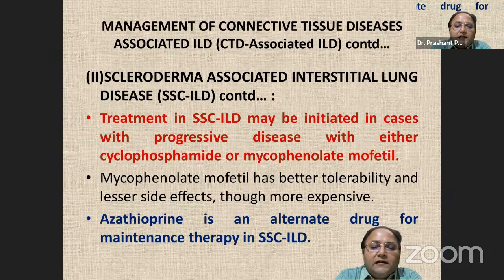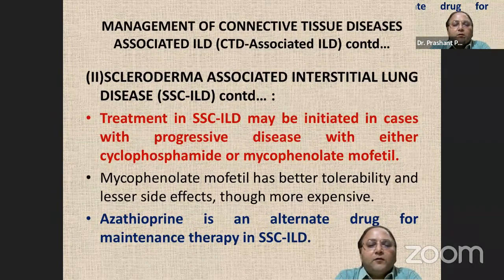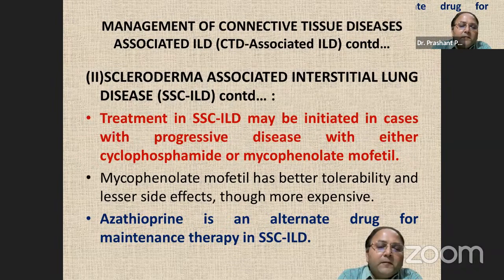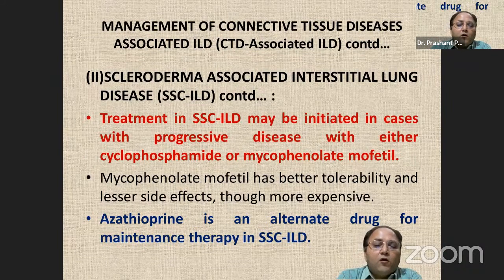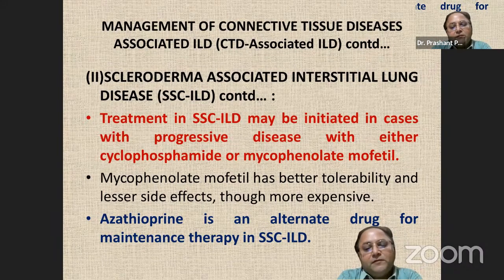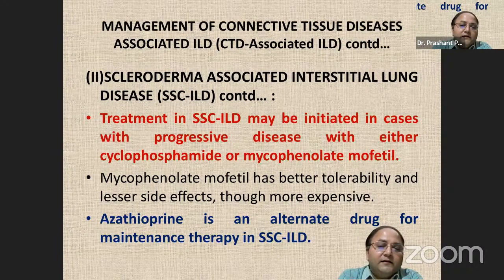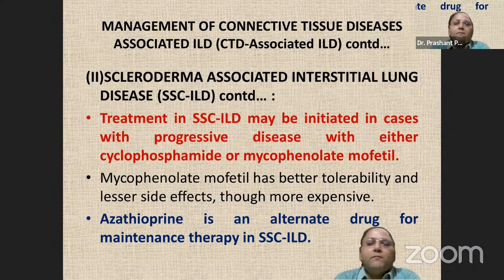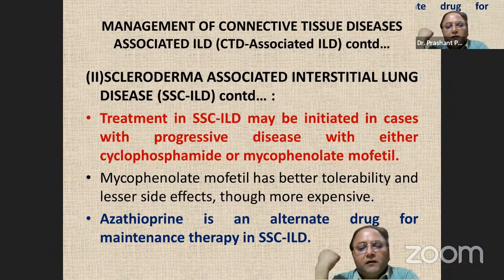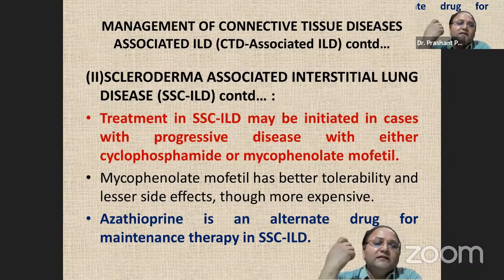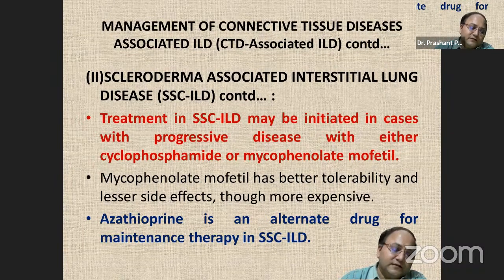Treatment in scleroderma ILD may be initiated in cases with progressive disease with either cyclophosphamide or mycophenolate mofetil. Mycophenolate mofetil has better tolerability and lesser side effects, though it's more expensive. Azathioprine is an alternate drug for maintenance therapy in scleroderma ILD. So either we have cyclophosphamide or mycophenolate mofetil. It just means mycophenolate mofetil is better tolerated, lesser side effects. And the third alternative is we have azathioprine.